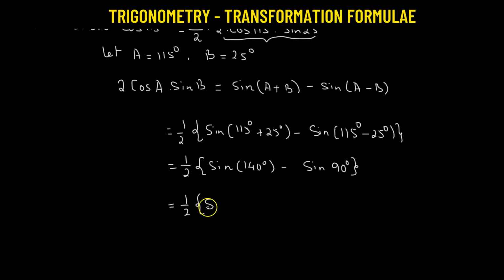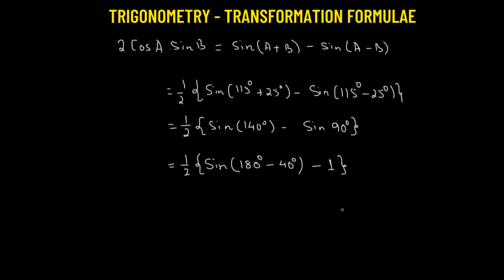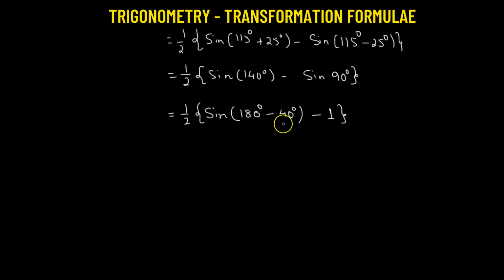But let's try to rewrite 140 degrees. The 140 degrees can also be expressed as 180 degrees minus 40 degrees. Sine 90 degrees is a standard value of 1. Right. There's a reason why we're writing it in this particular fashion, 180 degrees minus 40 degrees, because that can again be further simplified as sine of 2 times 90 degrees minus 40 degrees, minus 1.